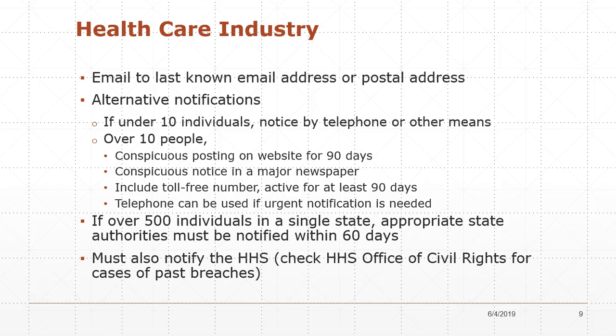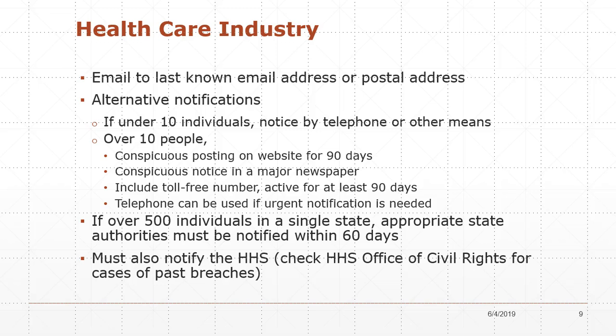For the notification process, you can email to the last known email address or postal address if you have that information. Alternative notifications, if you have fewer than 10 individuals compromised, you could do that notice by telephone or other means. If it's over 10 people, you could do a conspicuous posting on your website for at least 90 days or a conspicuous notice in a major newspaper. You want to include a toll-free number which is active for at least 90 days, and a telephone can be used if urgent notification is needed.